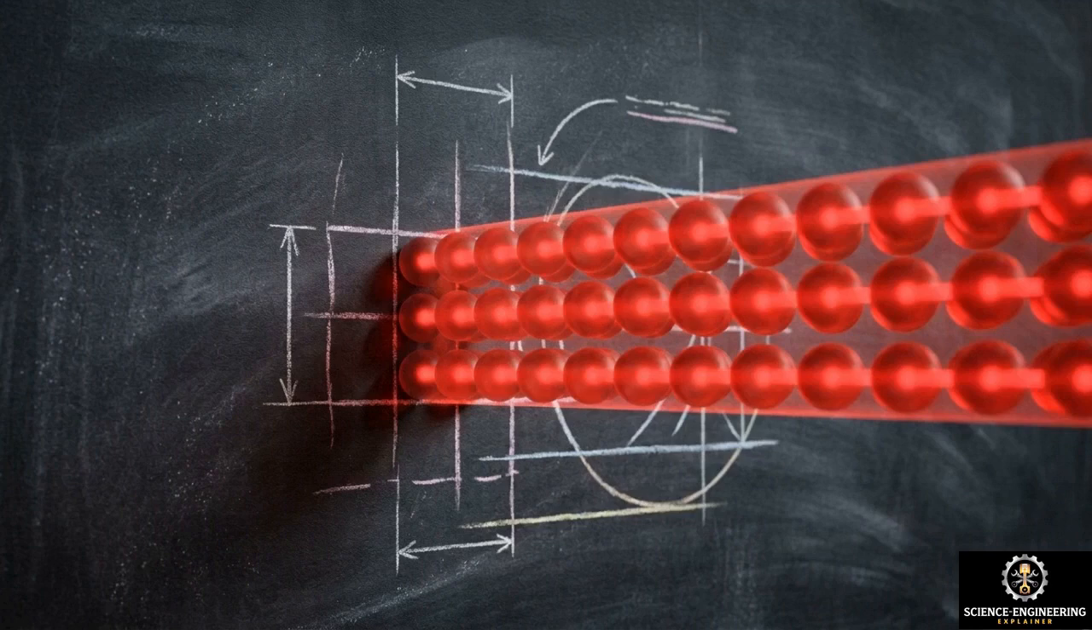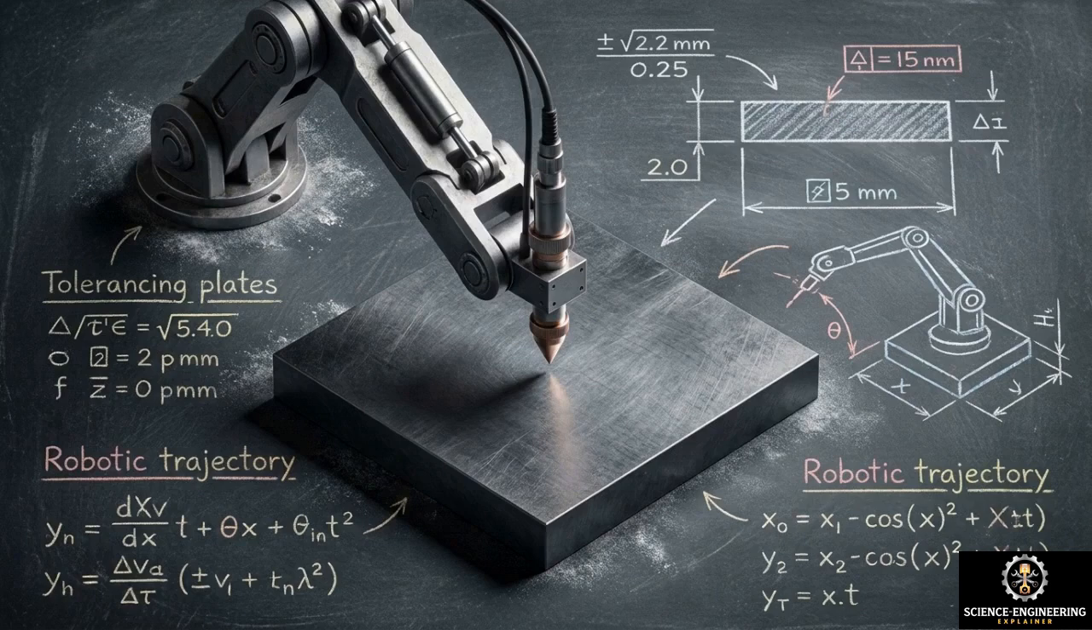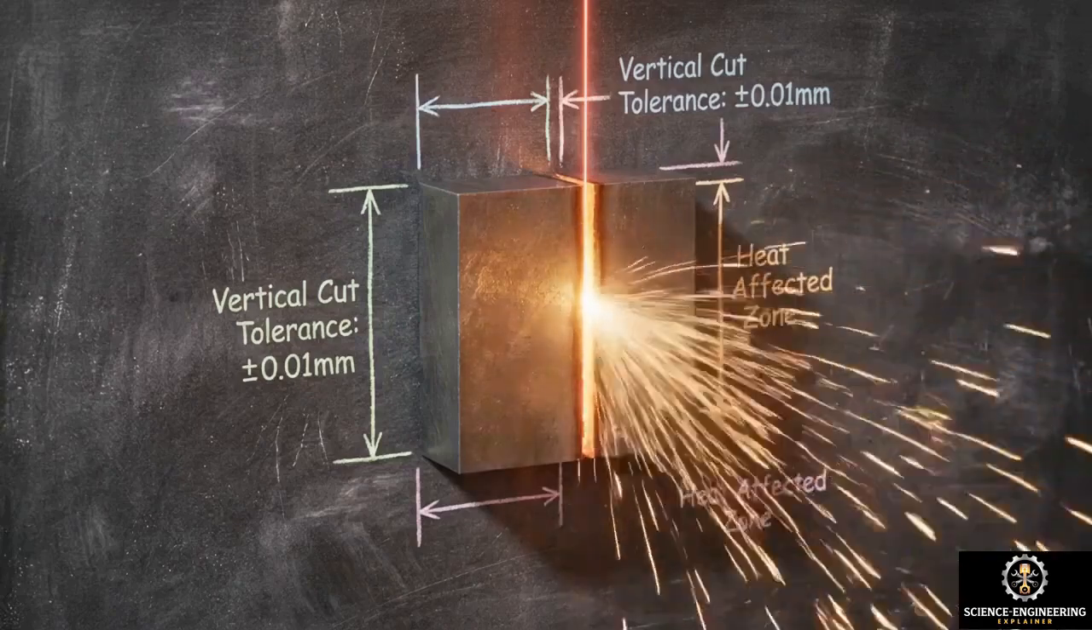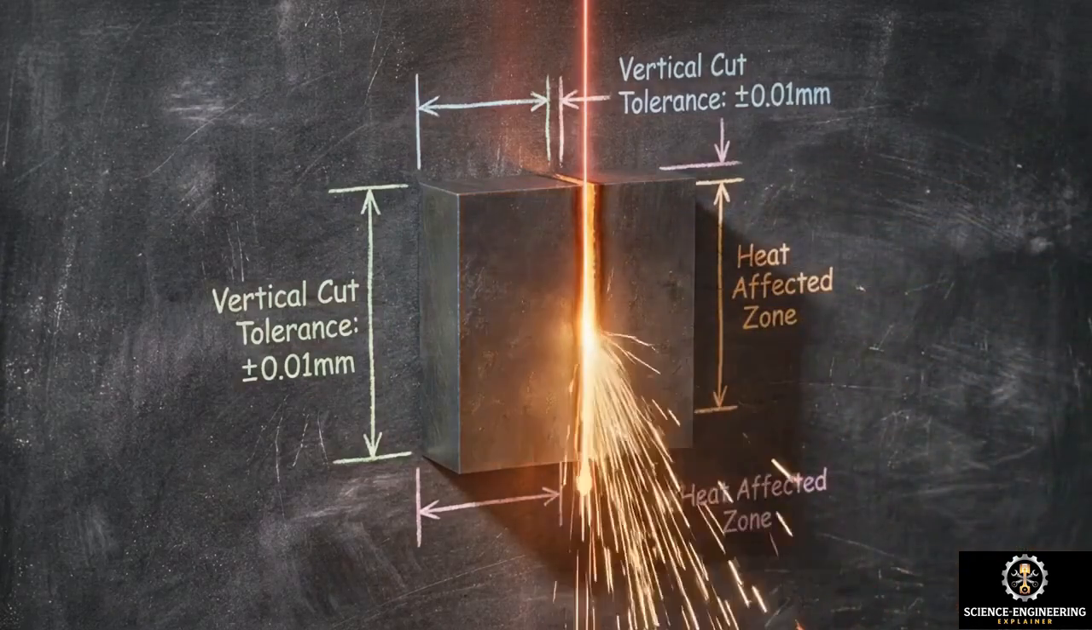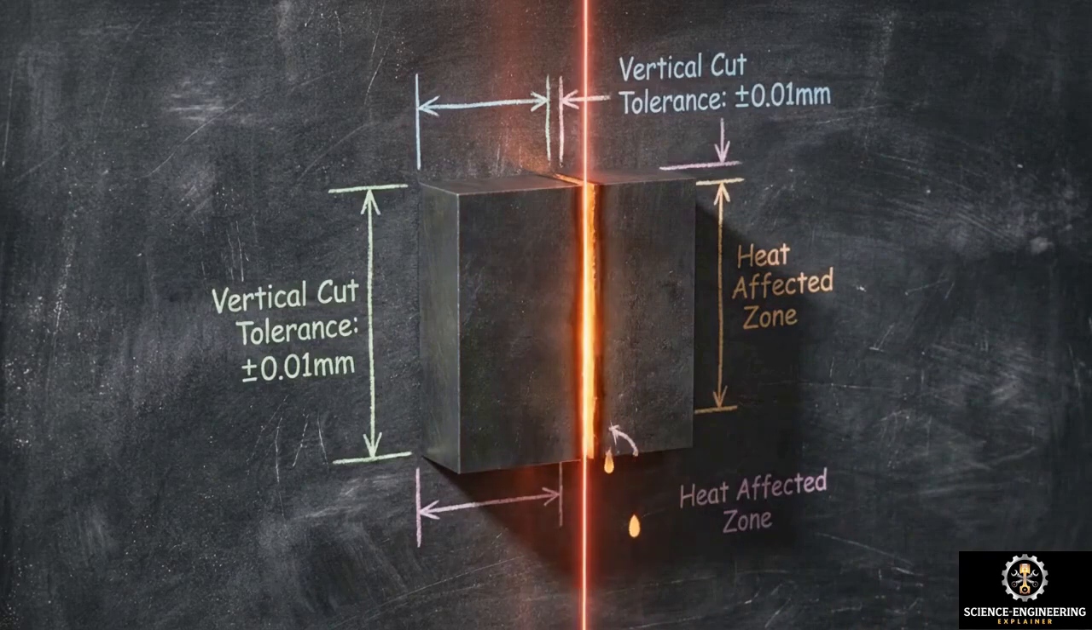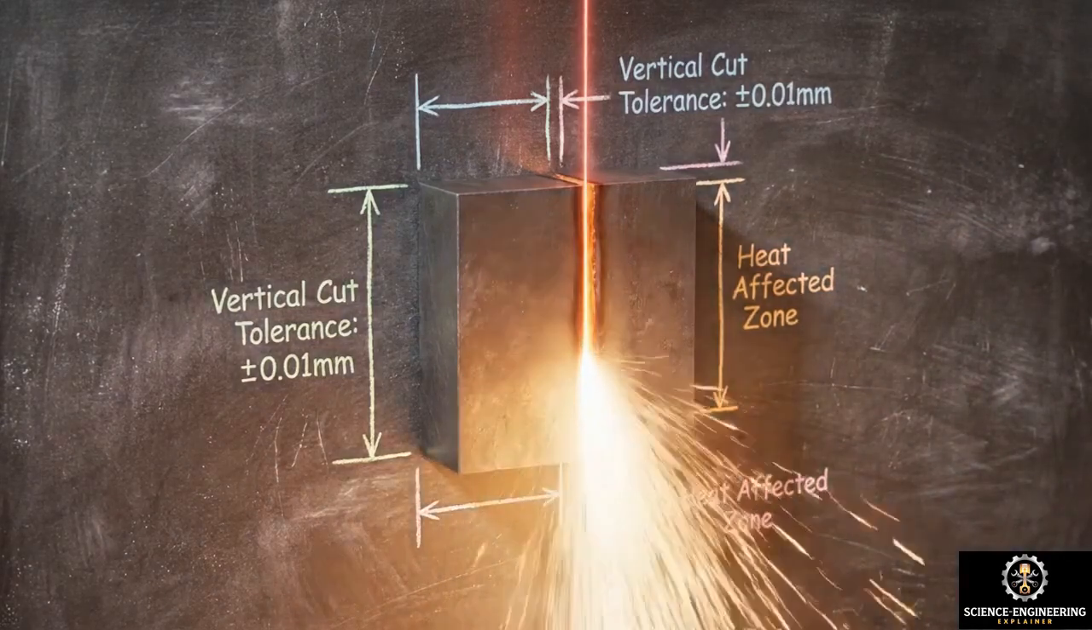A laser beam is a system of engineered electromagnetic coherence, aligning photons in both space and time. In industrial manufacturing, that coherence dictates the absolute limits of what we can physically build. A thermal cutting system relies on this exact alignment to achieve precise tolerances of plus or minus 0.1 millimeters.